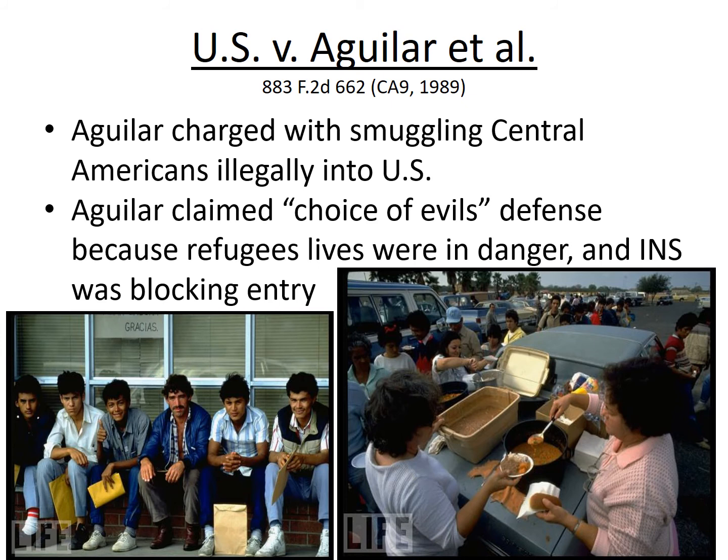And they said INS, that's Immigration and Naturalization Service, the precursor to ICE. We'd call them ICE now. They were blocking entry. So they couldn't get in the country because ICE was blocking entry. And so, says Aguilar, I helped them. I smuggled them in because if they went back to El Salvador, they'd have been killed in the war. Is that a choice of evils defense? Is it better to smuggle someone in the country and break an immigration law than it is for them to die?